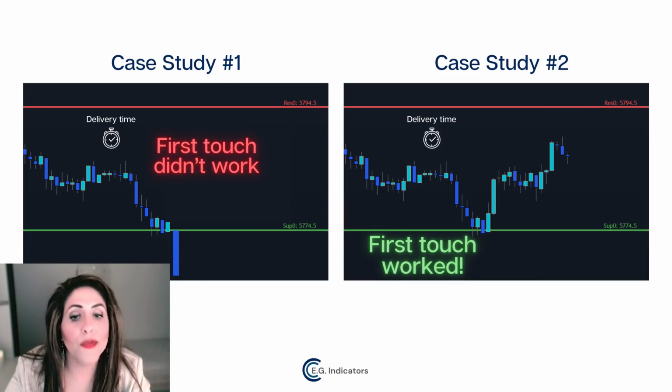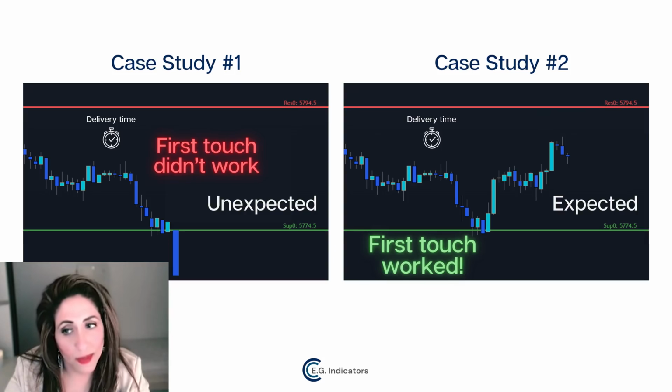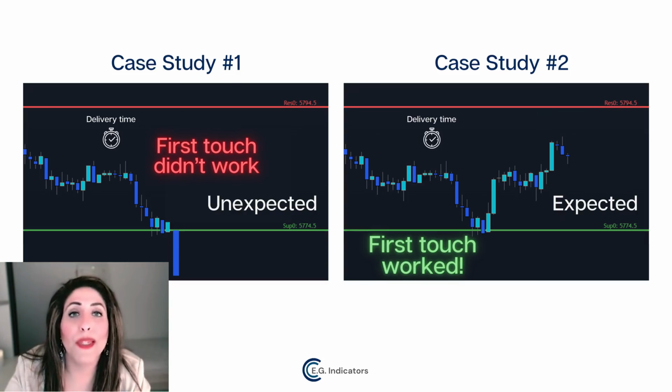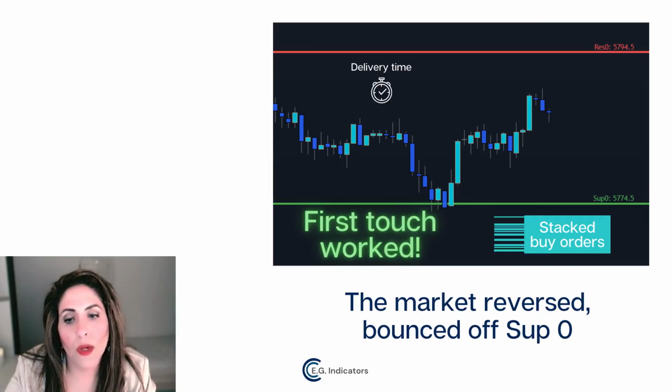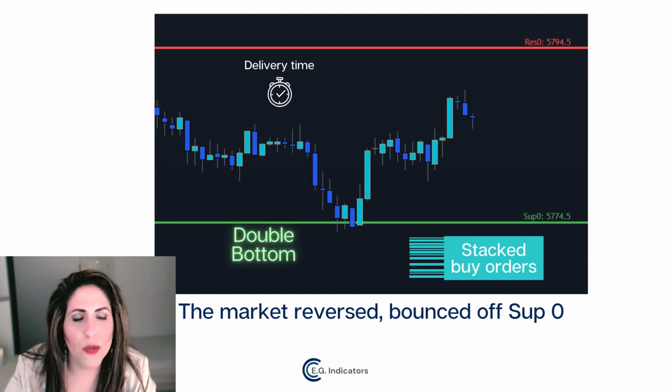In the second case, first touch worked out nicely. In the first case, the market behaved unexpectedly, and in the second case, the market behaved expectedly. In the first case, the buy orders were filled or cancelled, leading to a sudden move to the downside. And in the second case, the market bounced off support, as we expect, because it's a support level. Okay, so in this case, the market reversed, bounced off support.